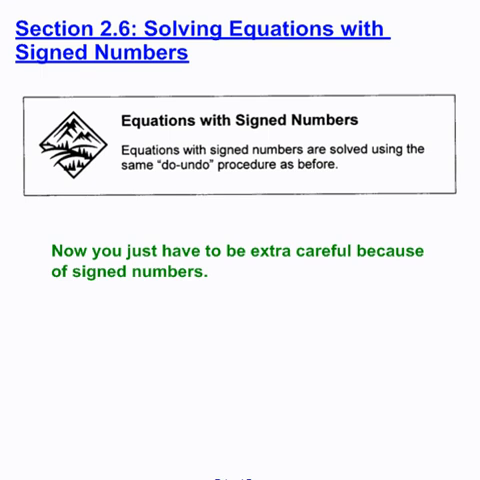Section 2.6 is talking about solving equations with signed numbers. So we did expressions earlier, and equations are the same sort of thing we said about expressions. When you solve equations with signed numbers, it's not different from when you were doing equations that didn't have signed numbers. You're still going to use the do, undo, or as I usually say it, done, undo procedure as before. But just like with expressions, you just have to be extra careful because of the signed numbers. It's easy to make sign mistakes.